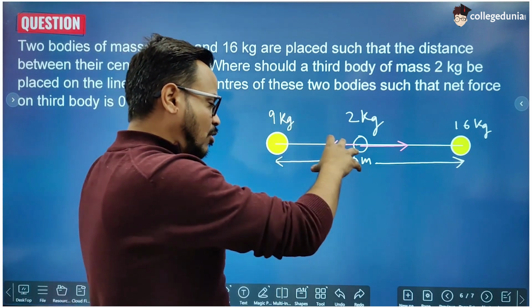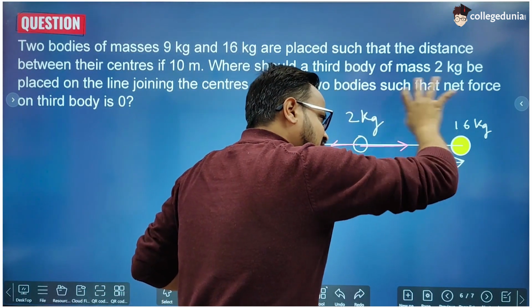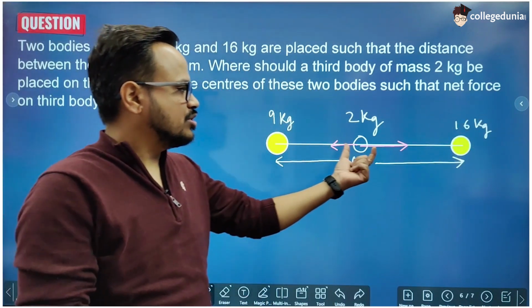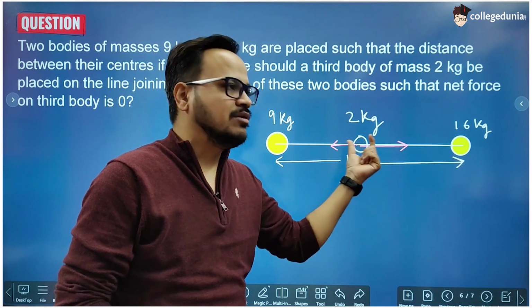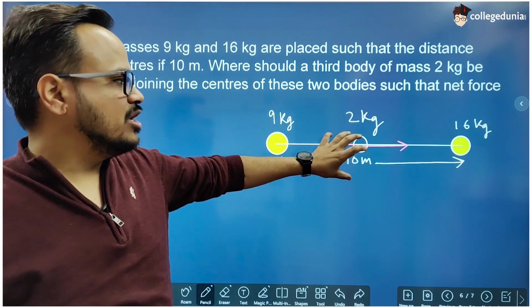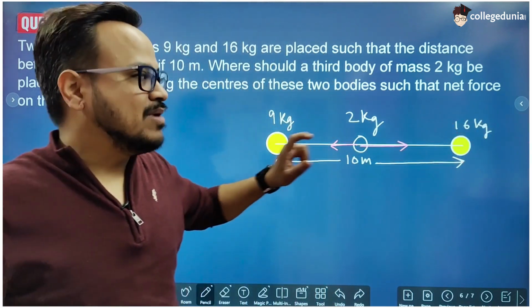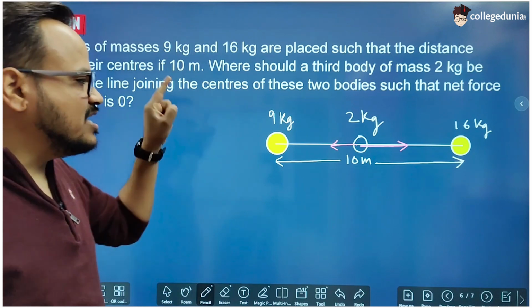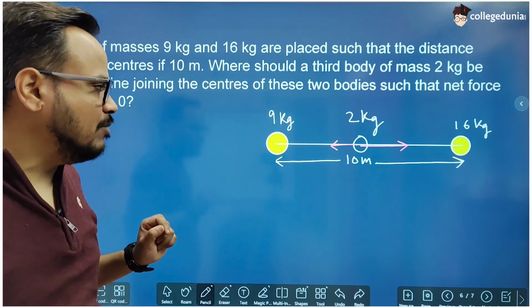So this body will move in this direction, and so the net force is not 0. Suppose this force is F1 and this is F2, so the net force is F1 minus F2. This body will move towards the 16 kg body. But we have to find a point where the net force on this body is 0, which is obviously not the middle point.